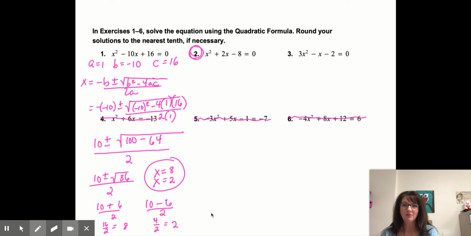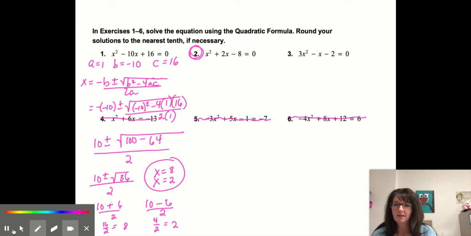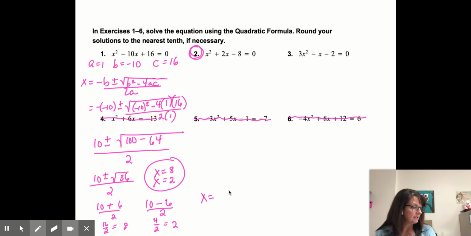All right, when you solve this one, you got down here and you probably got x is equal to, what'd you get? 2, and x is equal to -4.